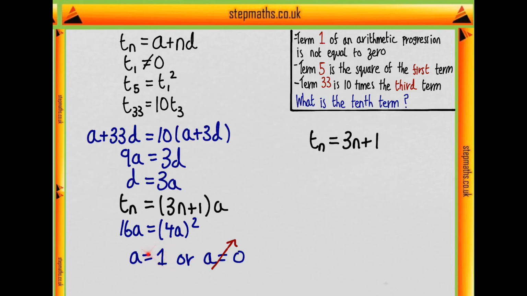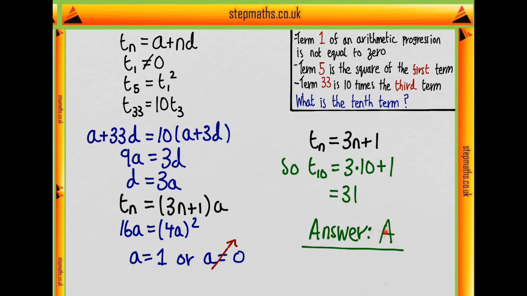So all we've got to do now is find the 10th term when we know Tn is 3n plus 1, because a is 1. So if that's the case, T10 must be 3 times 10 plus 1, which is 31. And so our answer is option A, as that's 31, so A.